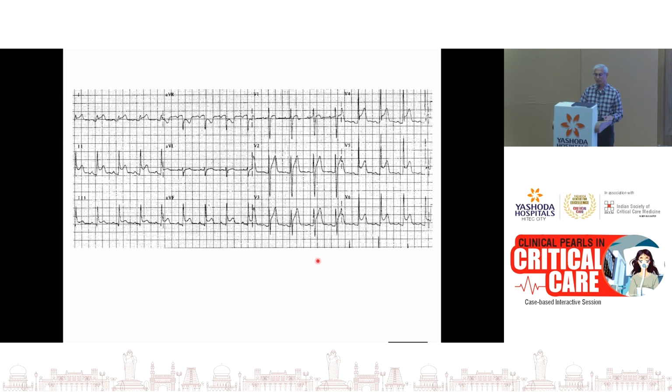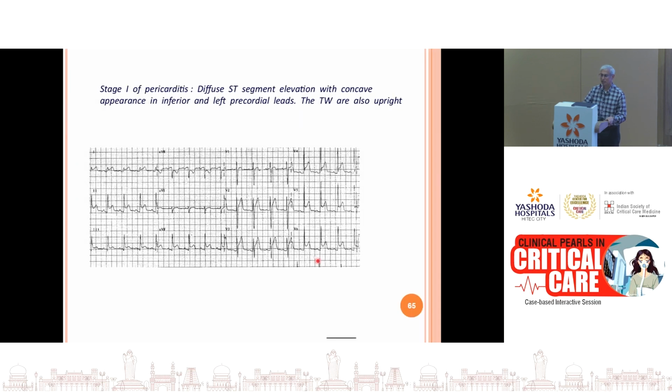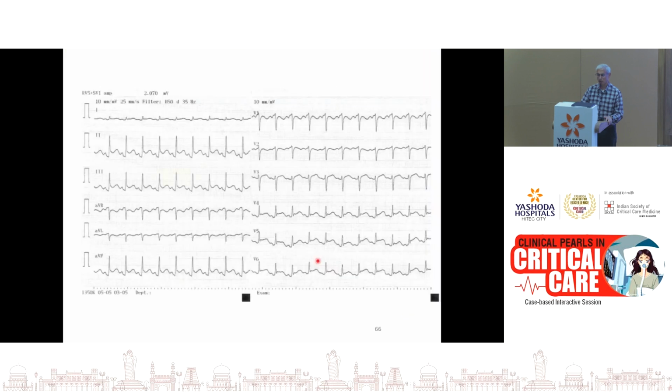This is a young man who had come to the ER with a history of chest pain. On further examination, this patient also had a history of fever. So what do you see in this patient? You see ST elevations in leads 2, 3, aVF, V5 and V6. So could this be an inferolateral myocardial infarction? Yes, this is a sign of stage 1 of pericarditis. There is diffuse ST segment elevation with concave appearance in the inferior and the left precordial leads.